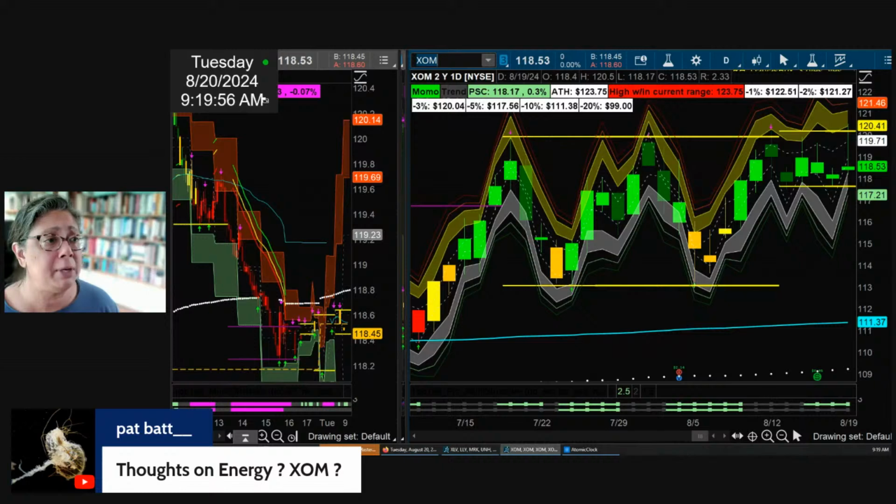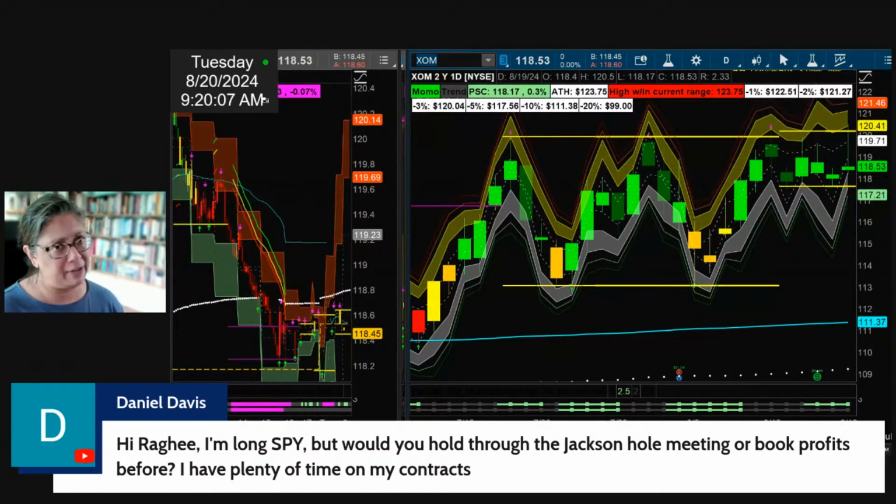If you're long SPY, would you hold through Jackson Hole? Probably, Daniel, but know your target, know your break even. And if you can at least pay yourself and reduce some of your exposure before definitely Friday at 10 a.m., but we'll probably start to see volatility come Wednesday. Know where the target is. If you can start to scale out and reduce risk, maybe move to a break even, that would be a pretty good adjustment.